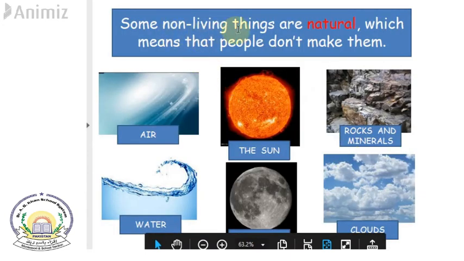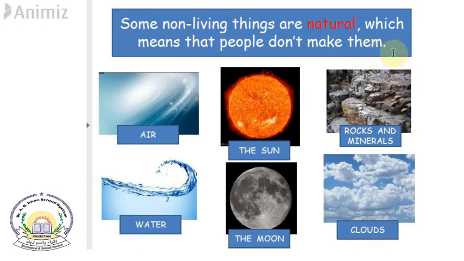Some non-living things are natural, which means that people don't make them. They are made by Allah Almighty. So they are not made by human beings. Some non-living things are made by human beings, but some are natural, which means that people don't make them. They are made by nature.